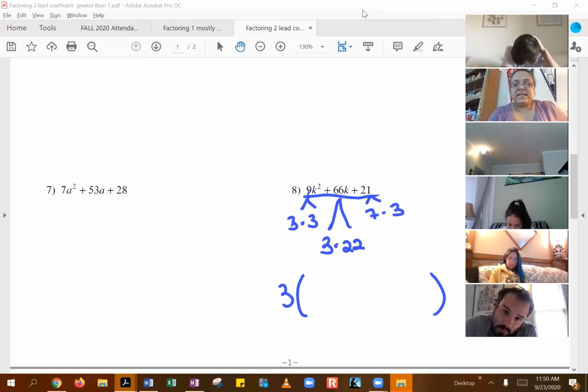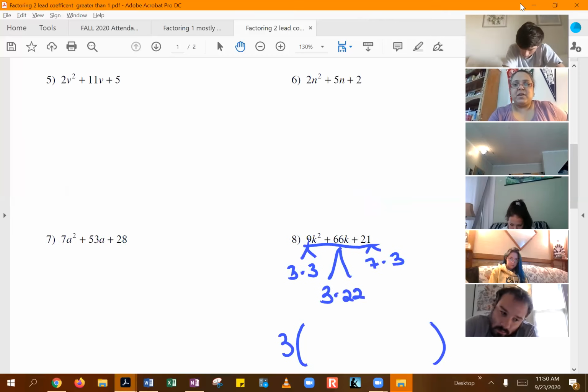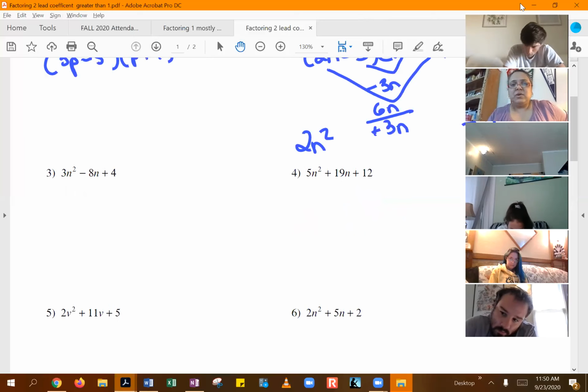So some of these examples will have that option of bringing out a greatest common factor and then trying to simplify it. But some of these are going to be pretty obvious, like the ones we were looking at, where you're not going to have anything in common that you can bring outside.